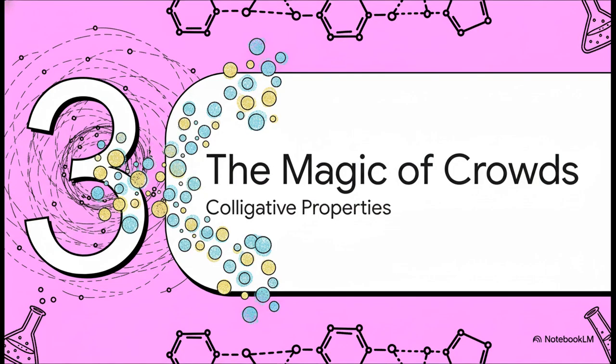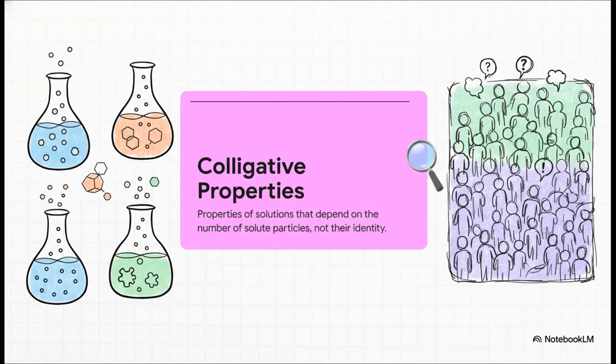Okay, now this is where solutions get really interesting. We're going to talk about something called colligative properties. It's a fancy name, but I want you to think of it as the magic of crowds. Because these properties don't care about what you've dissolved, only how much of it is in there. So here's the main takeaway. It doesn't matter if it's salt or sugar or some other weird chemical. All that matters is the number of particles you've added. It's kind of like a crowded room. The vibe in the room changes just because of the sheer number of people, not because of who those specific people are. It's all about quantity, not quality.